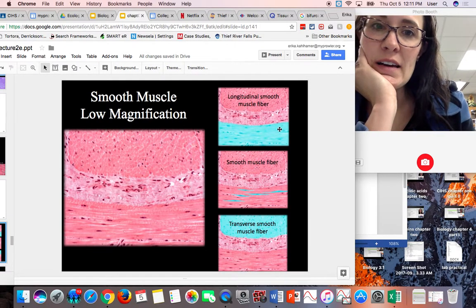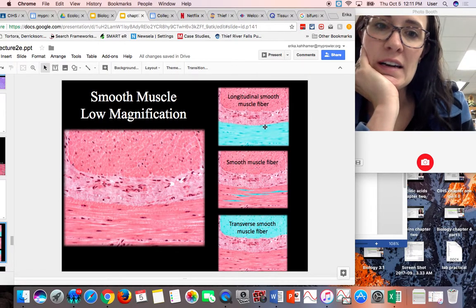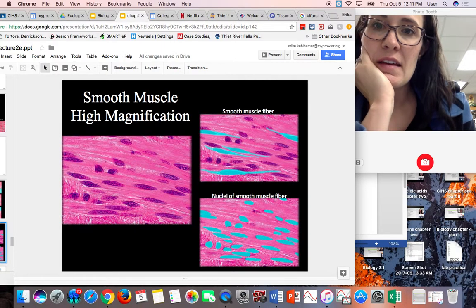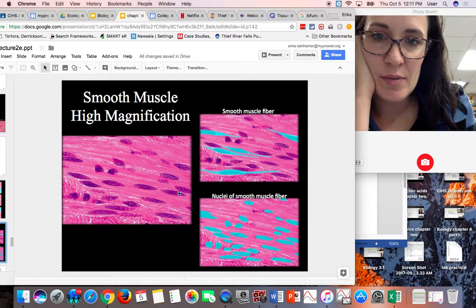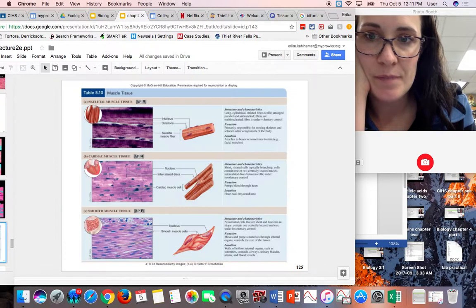This is what it looks like underneath a microscope. The green highlighting shows the smooth muscle fibers. And then here's high magnification. Here we see the center nucleus, and it doesn't have any striped appearance to it.